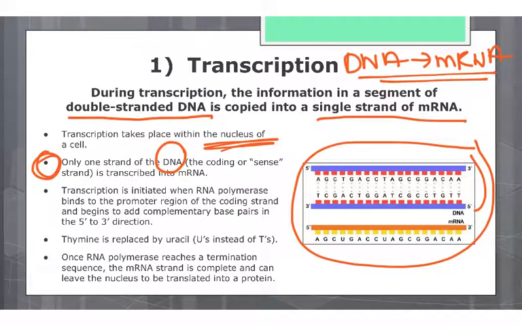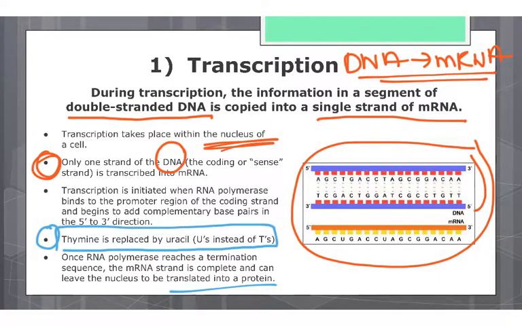Transcription is initiated when RNA polymerase binds to the promoter region of the coding strand and begins to add the complementary base pairs in the 5' to 3' direction. Now, thymine is replaced by uracil, U's instead of T's. Once RNA polymerase reaches a termination sequence, the mRNA strand is complete and can leave the nucleus to be translated into a protein. Okay, this part is important: thymine is replaced by uracil.